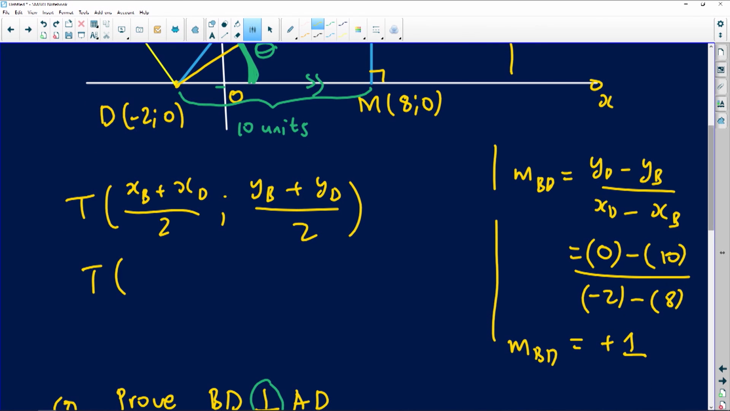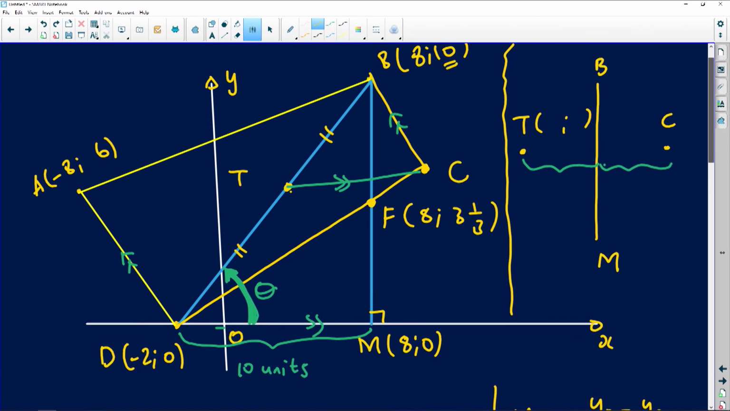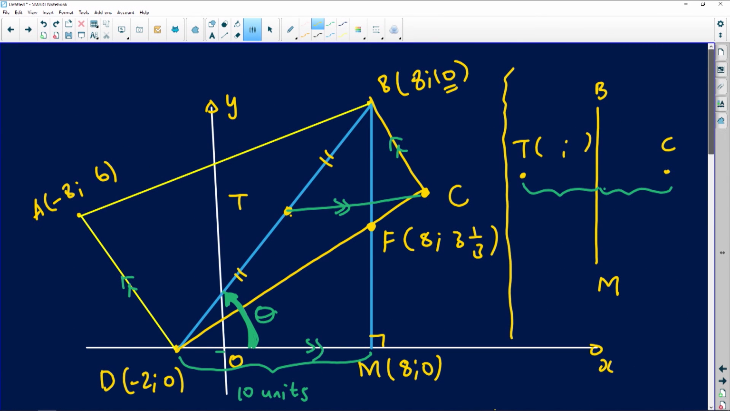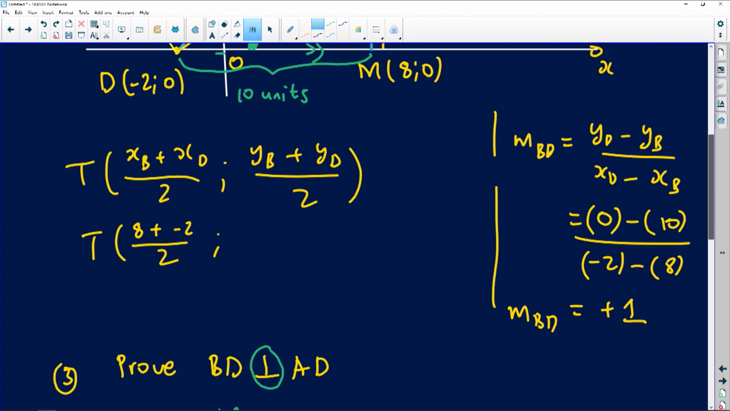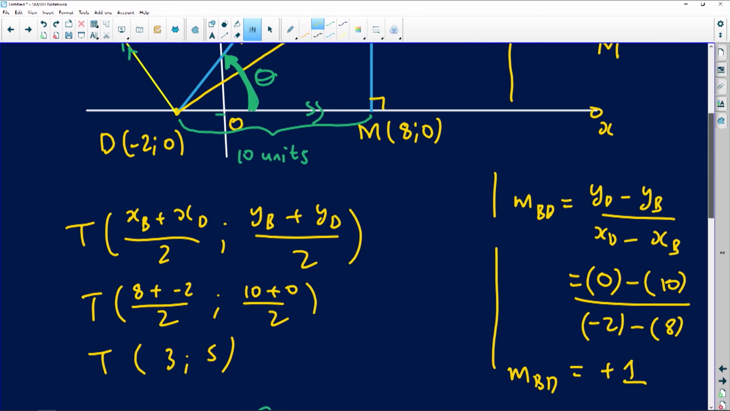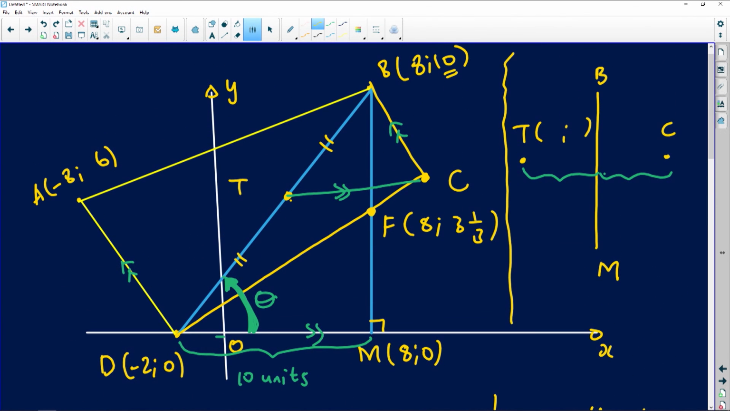So T is going to be, what is the x value at B? The x value at B is 8, and the other one is -2. So we actually have 8 added with -2 divided by 2, and the y values are simply going to be 10, because the y value at B is 10, and the y value at D is 0. So it's 10 and 0. So 10 added with 0 divided by 2. So the coordinates of T are simply 8 minus 2, which is 6 over 2, which gives you 3. And then this is 10 over 2, which gives you a value of 5. So those are the coordinates of point T, which I'm going to put here on my drawing. So this one is apparently 3, and this one is apparently 5. Right. So we've got those coordinates.